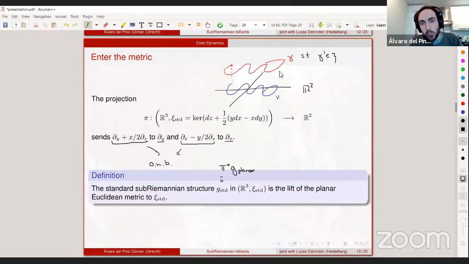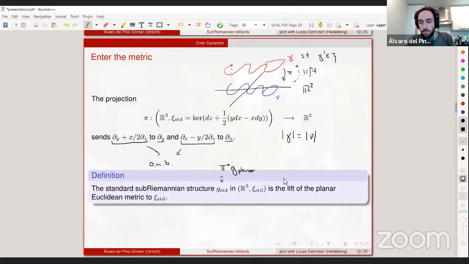And the point is that you recover nu from gamma by projecting, of course. And you recover gamma from nu by lifting. And the length of gamma by construction is the length of nu, because the metric is just the lift metric.